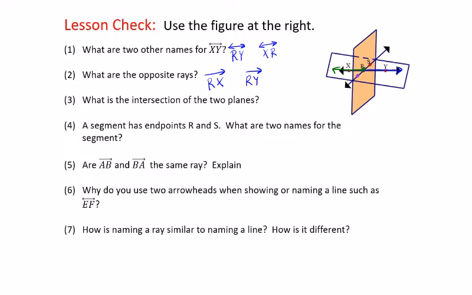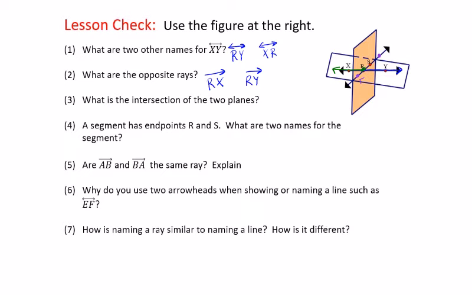Now, if you use some creative liberty, you could add another point somewhere on this RS line. You could call this T or something, and then you could have RT and RS, and those would be opposite rays as well. Or you could even add a point over here. You could add M, and you could say SM and SR would be opposite rays as well, okay? But based on what we're given, those are easy.